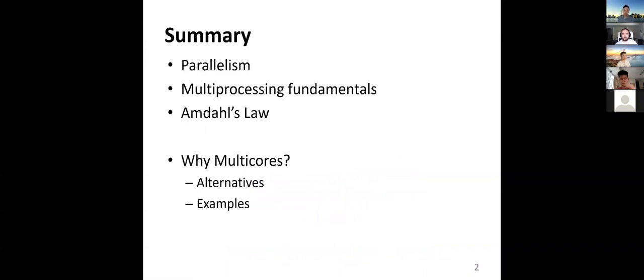So what we're going to cover at the beginning is parallelism, multiprocessing fundamentals. I'm going to repeat Amdahl's law. That's the corner case law that you're supposed to know in computer architecture, which is good for any system level research. We're going to look at a lot of different multi-core architectures, why they're needed, why they came up, and what the alternatives are right now, and why people ended up using them versus those alternatives.